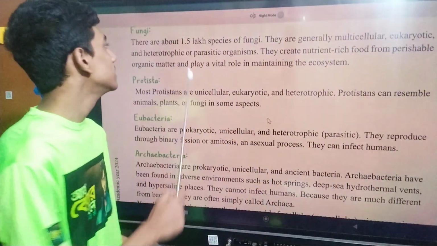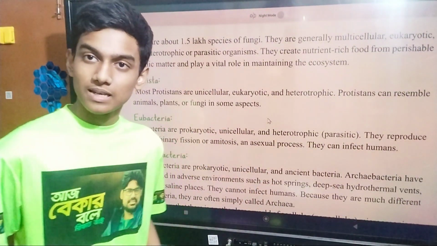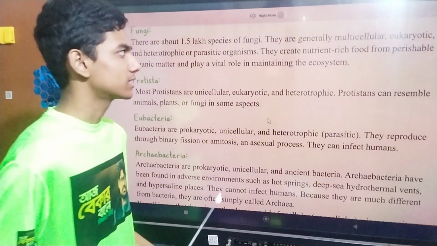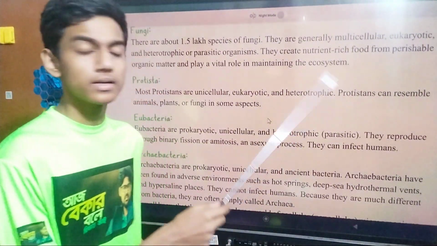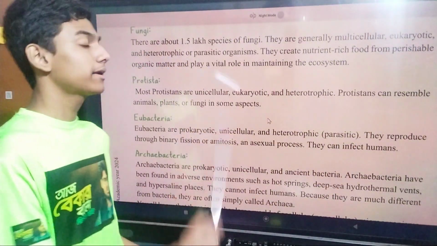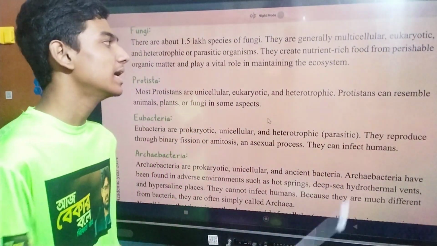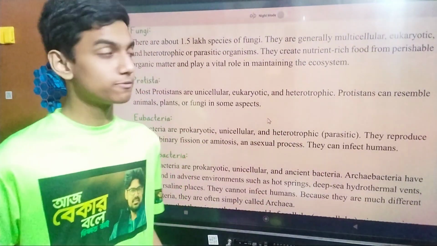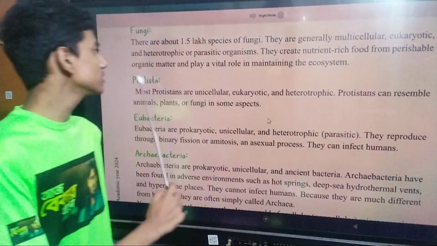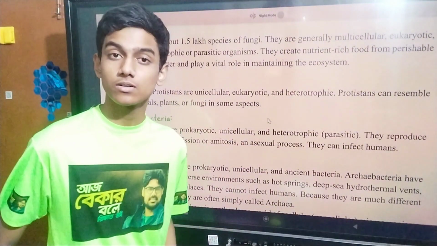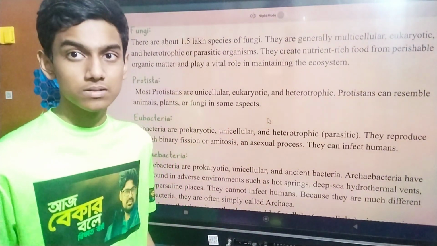Fungi. There are about 1.5 lakh species of fungi in this world. They are generally multicellular, eukaryotic, and heterotrophic or parasitic. They create nutritious, rich food from perishable organic matter and play a vital role in maintaining the ecosystem.